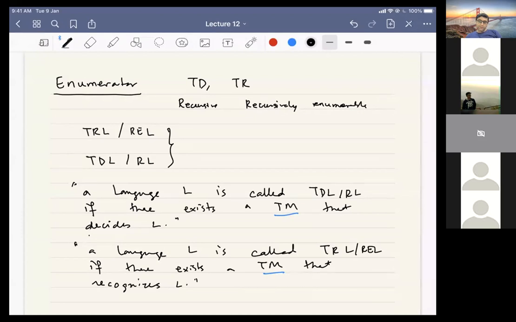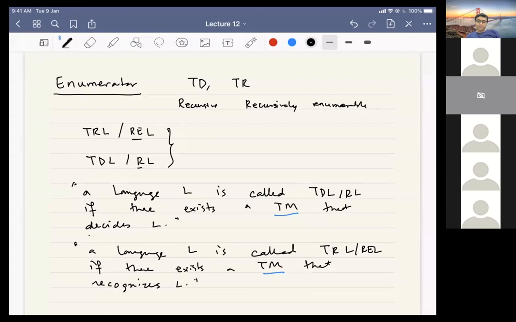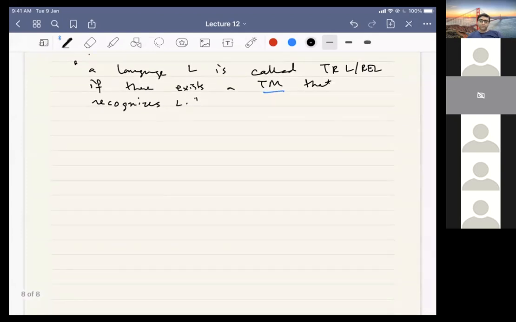So the words here, which we have, recursively enumerable and recursive. Recursive is common between these two kinds of language, but there is another word which we call enumerable. This enumerable gives us an enumerator. Enumerator Turing machines are special types of Turing machine, which we will just see. So let me define what is an enumerator.